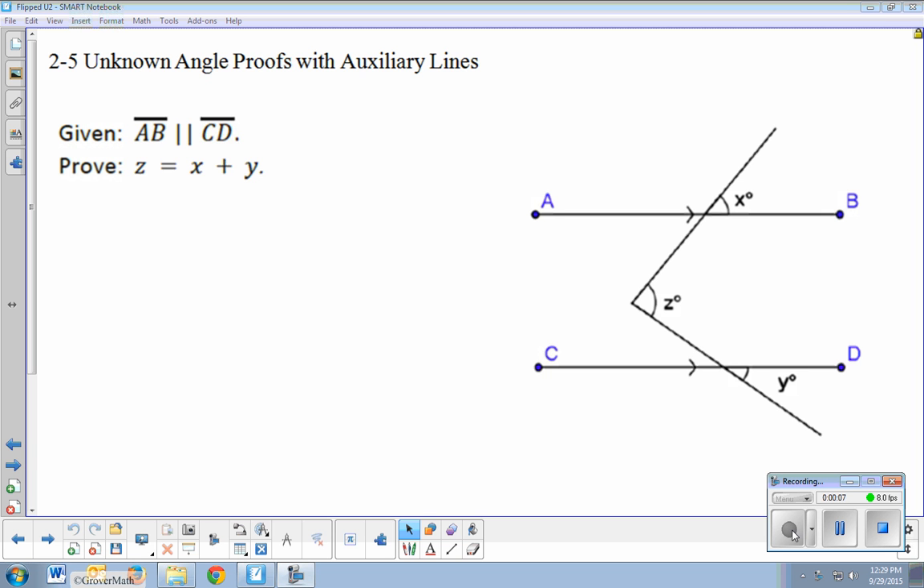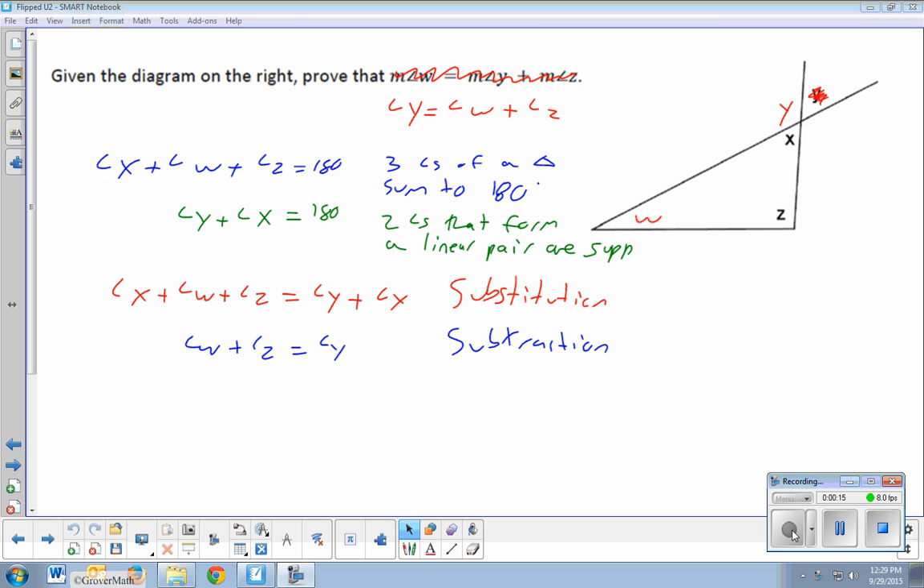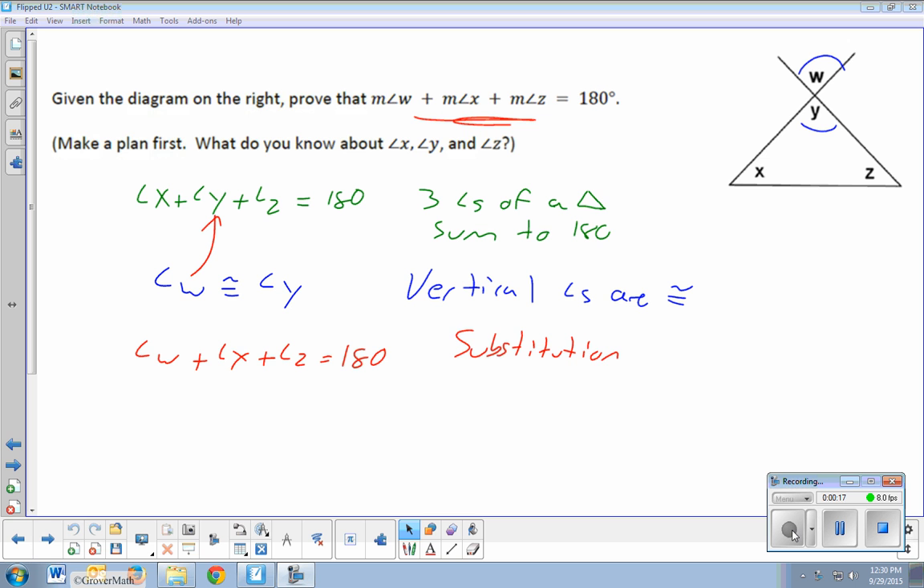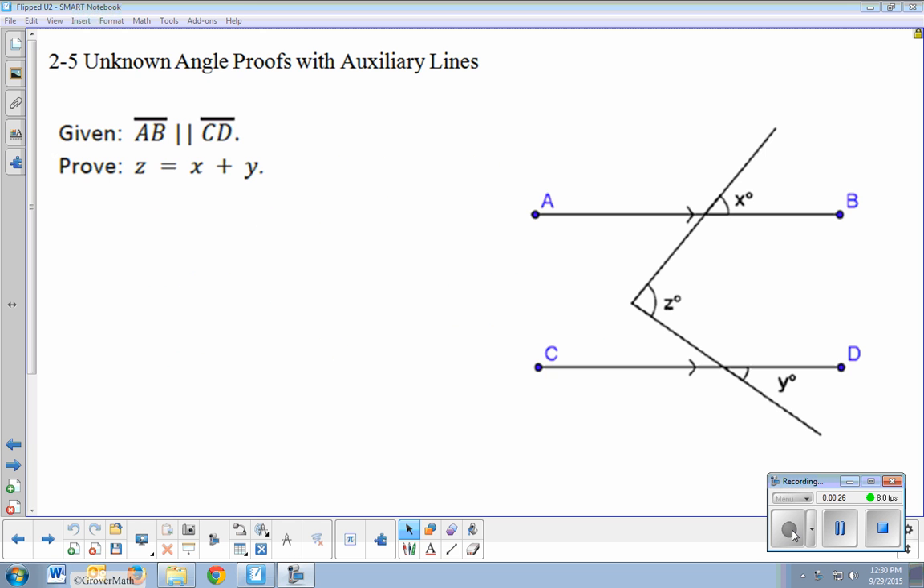So in the previous video, I discussed proofs for the first time, really. I'm sure I've mentioned it here and there, but we did our first actual proof over here, where we proved something was equal to something by using the knowledge that we know, like the 3 angles of a triangle add to 180, vertical angles are congruent, and I can substitute things to prove different expressions. But we're really doing more of that. Like, I want to prove that z is equal to x plus y, that this angle is equal to the sum of these angles here.